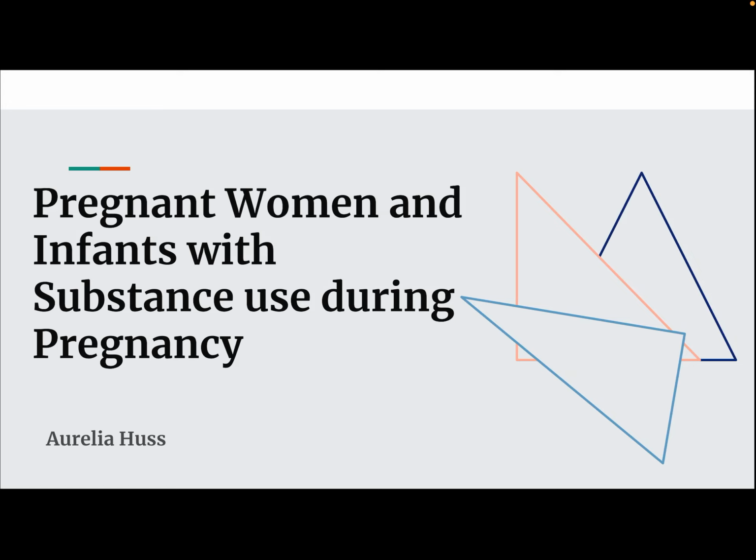The presentation was on pregnant women and infants with substance use during pregnancy. So it includes the pregnant mothers who are abusing substances and then the infants who are exposed to those substances in utero.